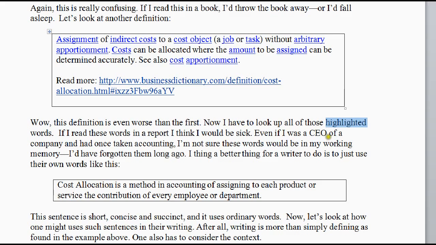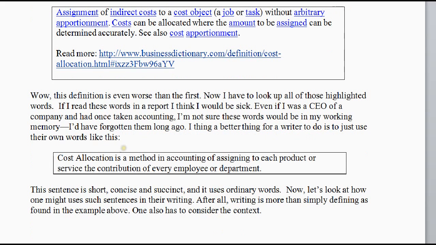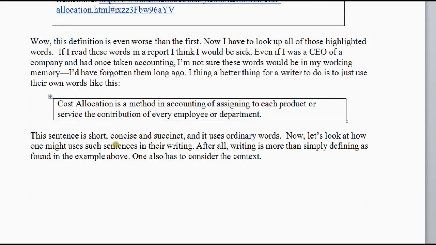Even if I was a CEO of a company and I'd once taken accounting, I'm not sure these words would be in my working memory. I'd have forgotten them long ago. I think a better thing for a writer to do is just to use their own words, like this. Cost allocation is a method of accounting of assigning to each product or service the contribution of each employee or department. This sentence is short, concise, and succinct, and it uses ordinary words.